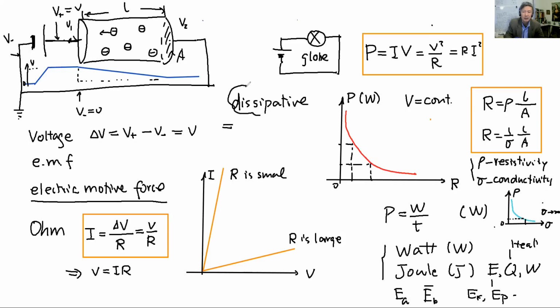So the R is dissipative. It consumes energy, always one way. It's just lost energy, so energy is consumed. So this R is different when we compare R with C and L.